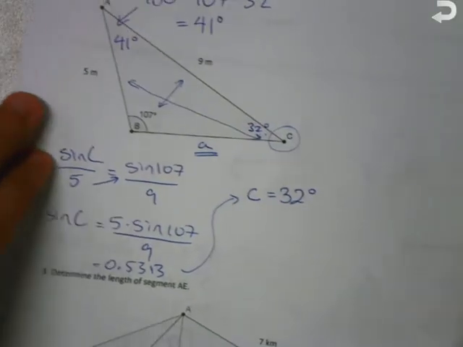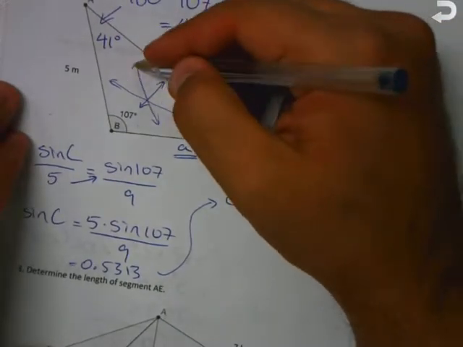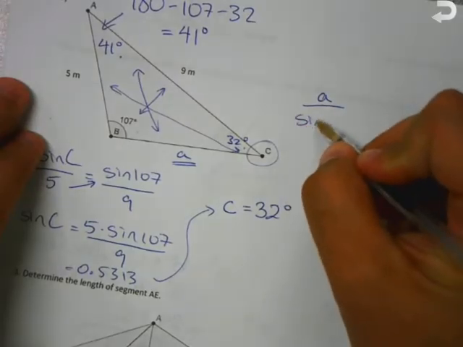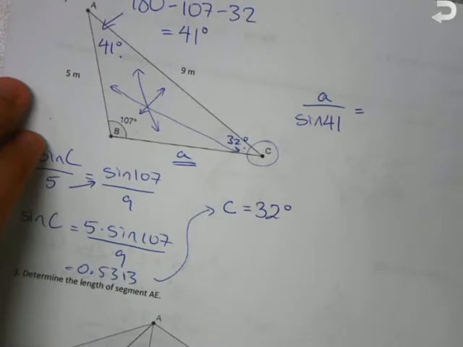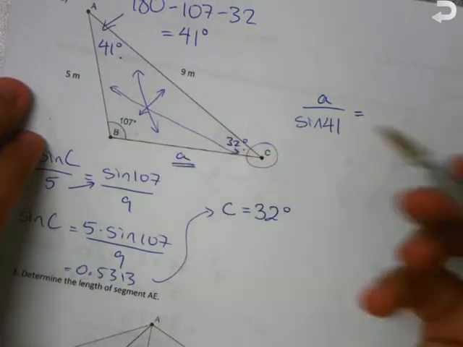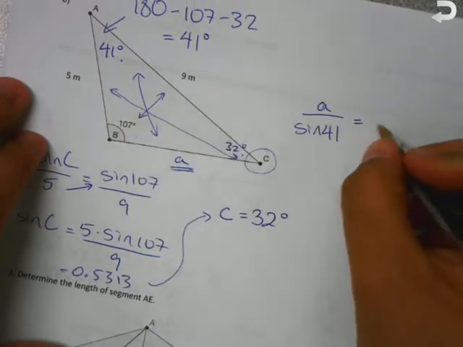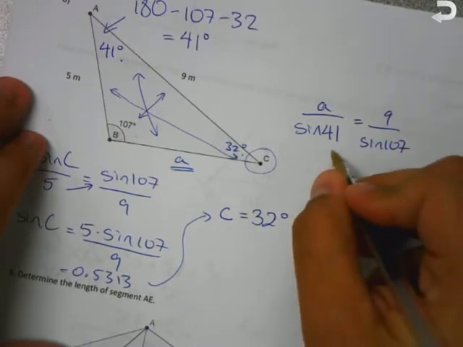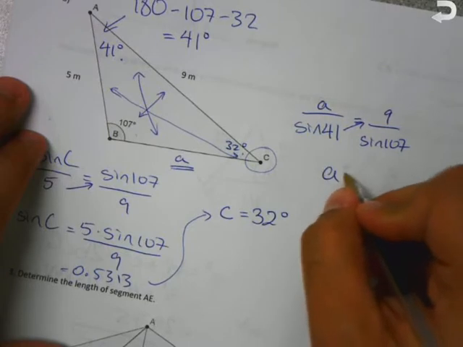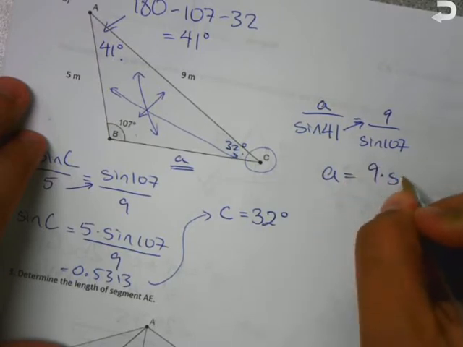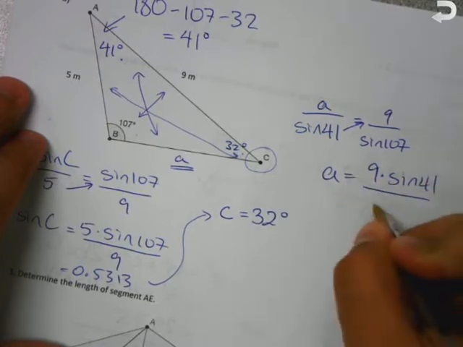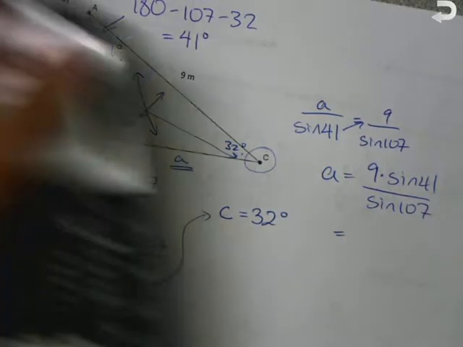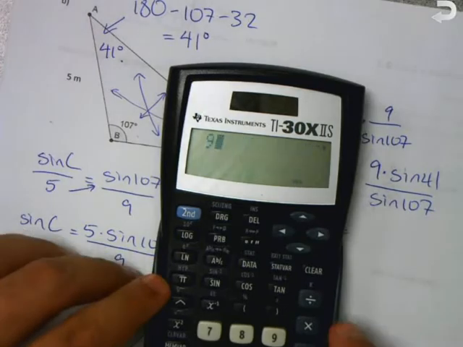So now what's left? Well, side A is left, right? So now I know the opposite angle, so I can set up A over sine A is equal to, and I can pick any of the other ratios because I know all of them. So I'll pick 9 over sine 107. So now I cross multiply there, and I get A is 9 times sine 41 over sine 107.